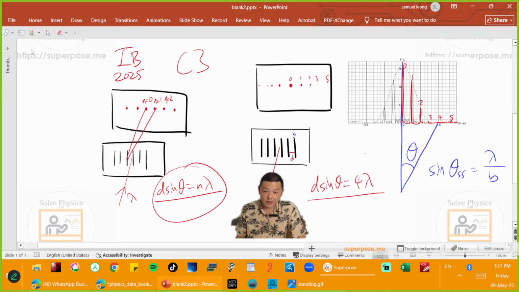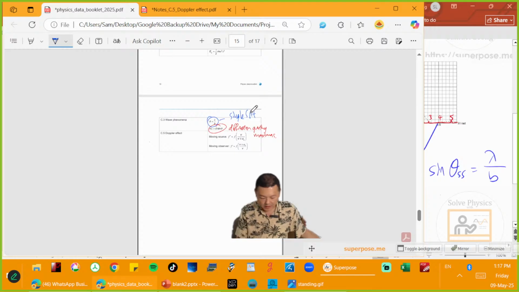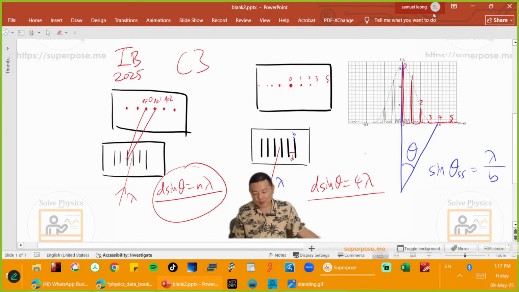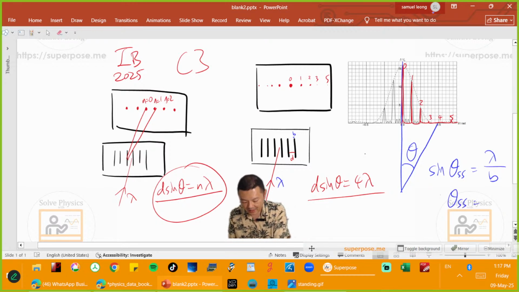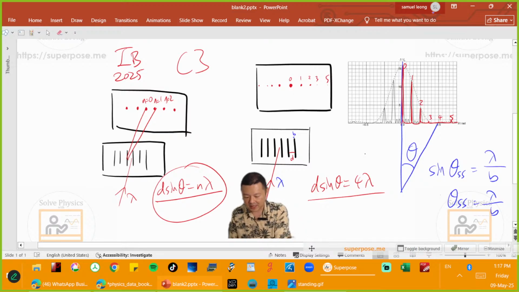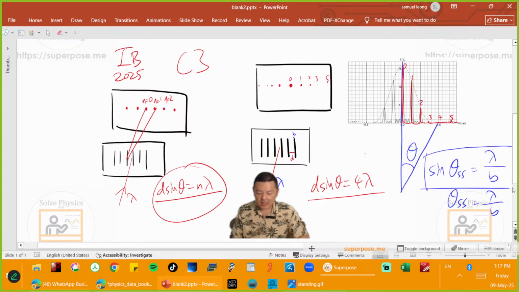So of course now the question is, how come the IB data booklet is showing you this, with no sine? Small angle approximation. Technically speaking, we can approximate it to theta equals lambda over b. So what your school's notes are saying, and this tells you the rationale behind it, is that you have to choose the appropriate moment to bring the sine theta back again.